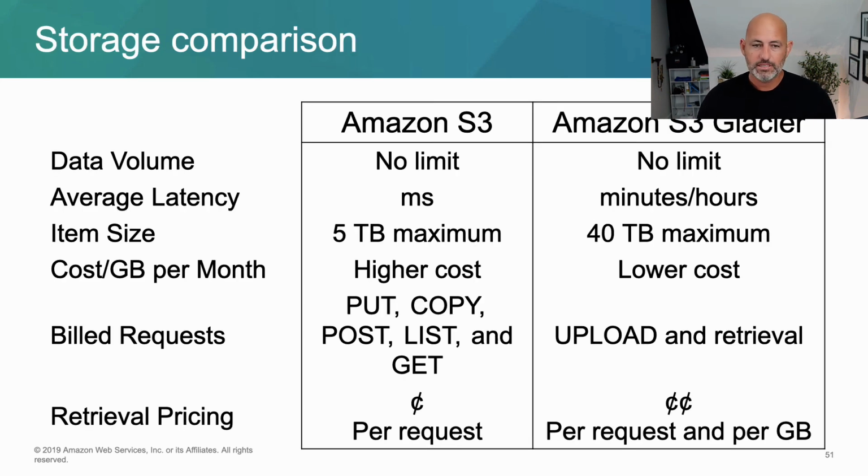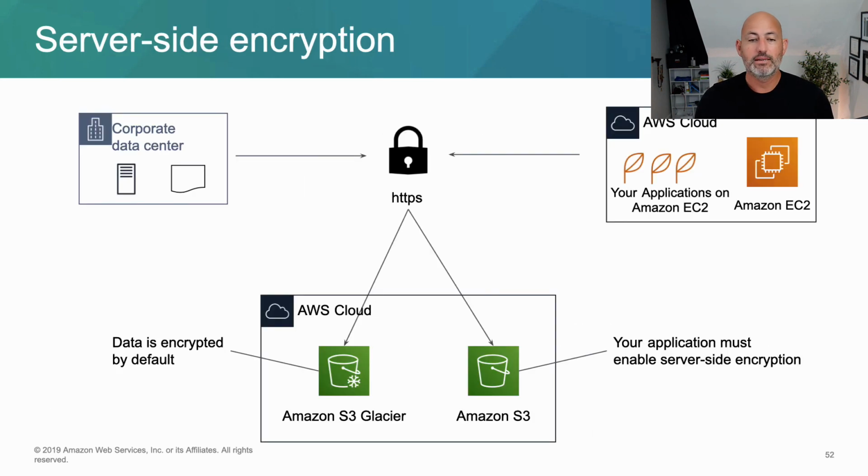Comparisons: there's no limit on data volume with Glacier or S3. But in terms of item size, Glacier can take a 40 terabyte maximum item size. It's also much lower cost, but you're charged by request and by gigabyte. In terms of encryption, it's used throughout Glacier, and you can also control things via IAM. So really, in a nutshell here, it's important to know about these different storage services.